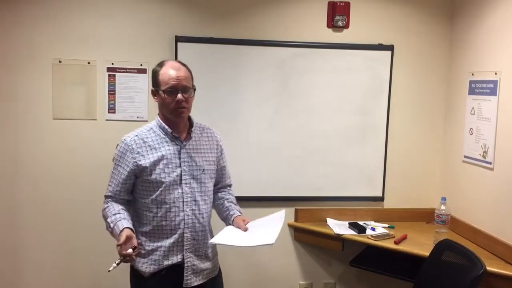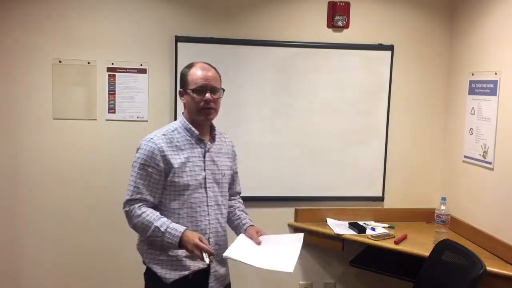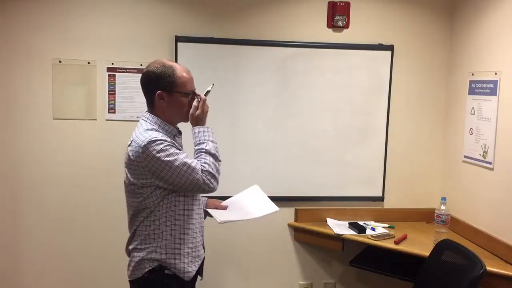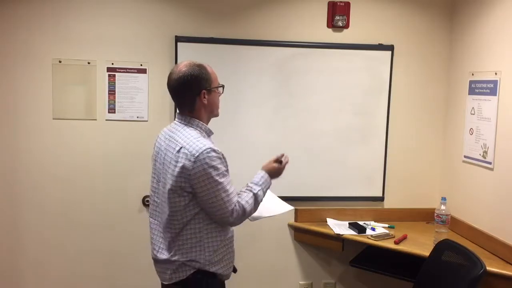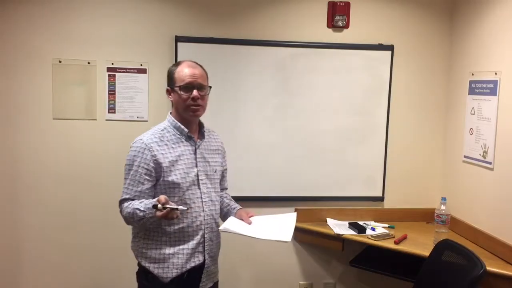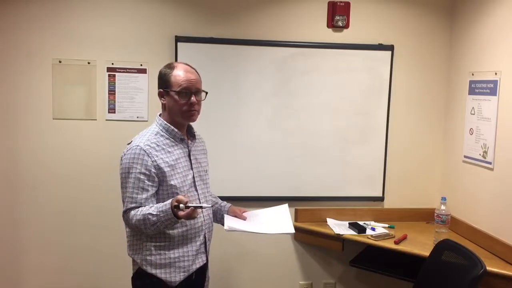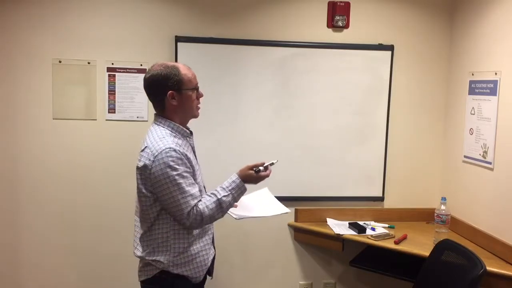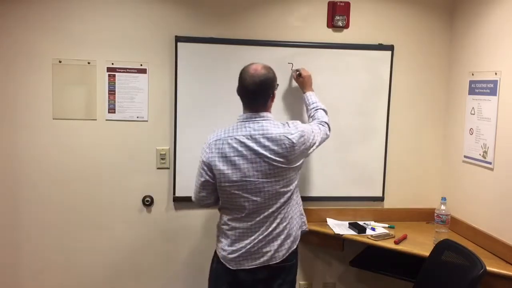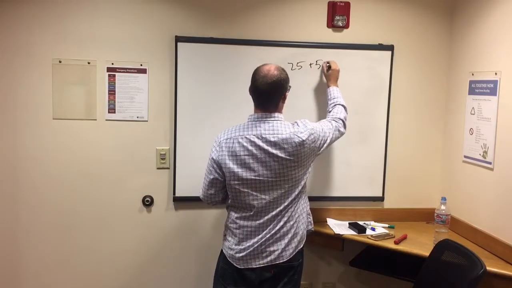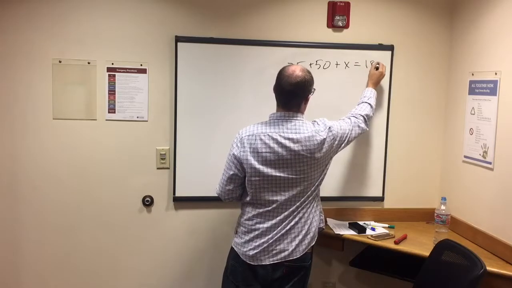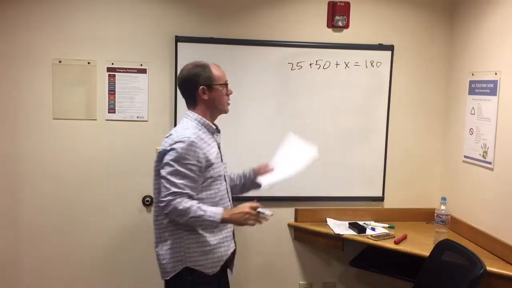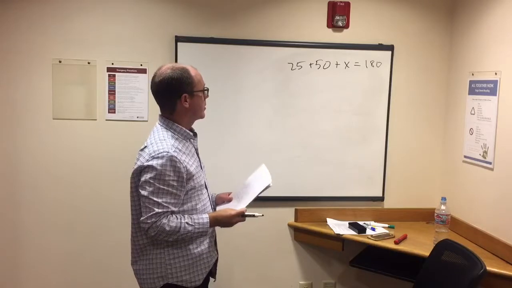Let's take a look at polygons. Polygons mostly refer to triangles, but there are some other things in here. The first question might be something like: there are 3 interior angles in a triangle, and it will say the measures are 25, 50, and something, and find whatever that something is, which we're calling x. And how do we know that?